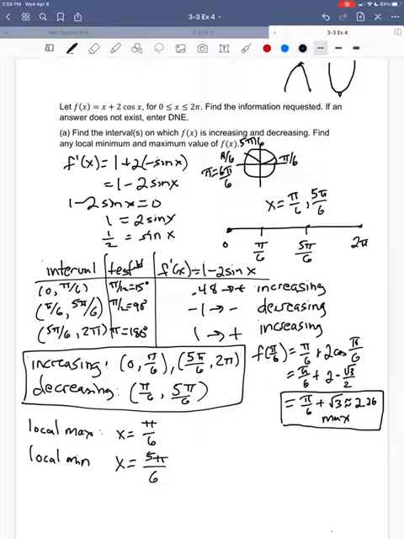To find the minimum then, I have to look at f of 5 pi over 6. So that's going to be 5 pi over 6 plus 2 times the cosine of 5 pi over 6.